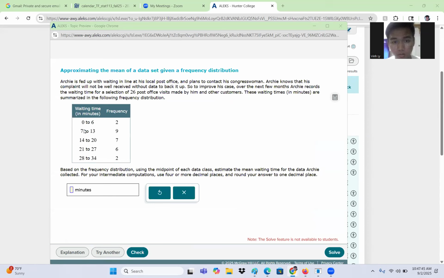You can see the midpoint immediately, like between 0 and 6. So it's 3, right? Between 7 and 13, it was 10, something like that. So you can figure it out much faster for some examples, right? And then you can solve it quickly.